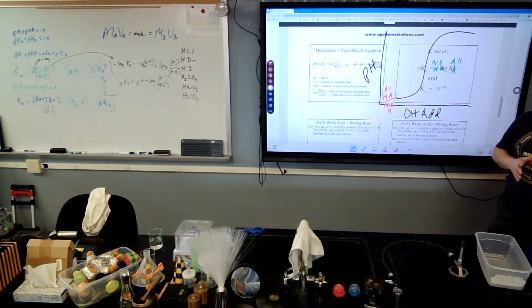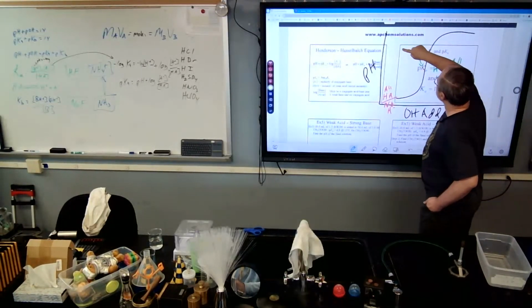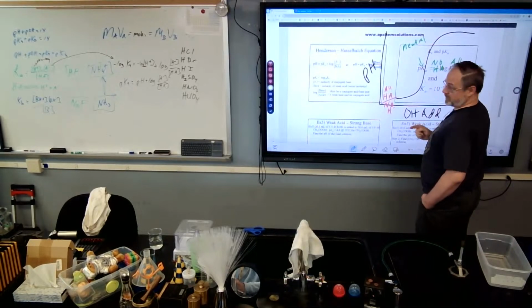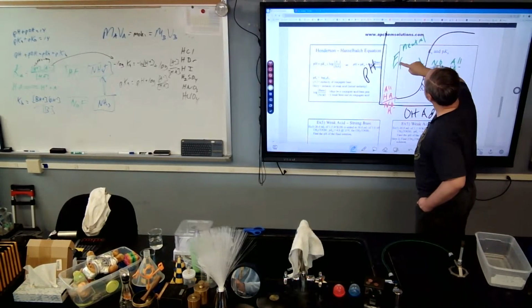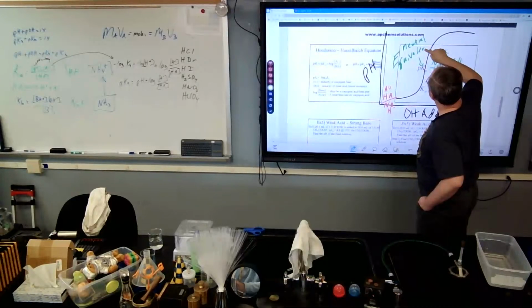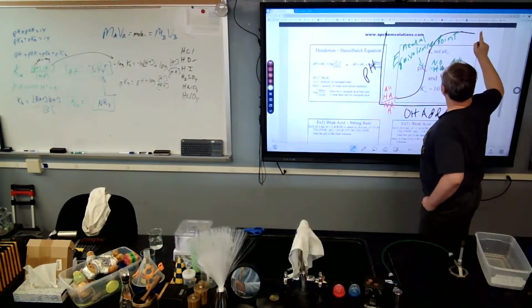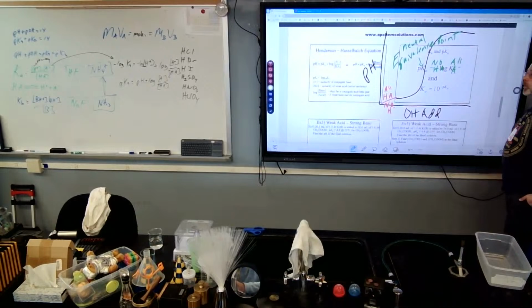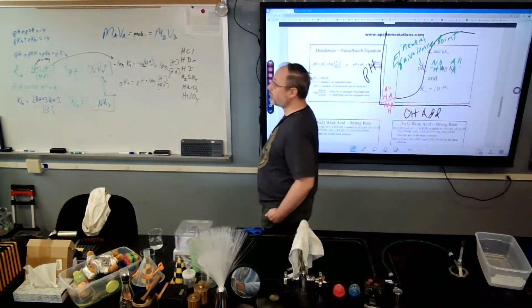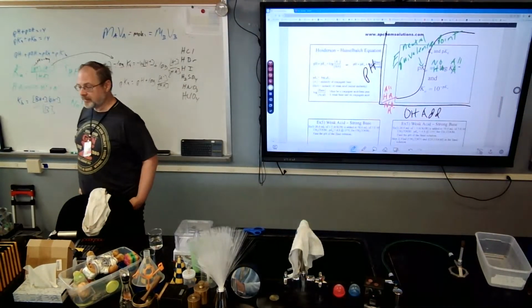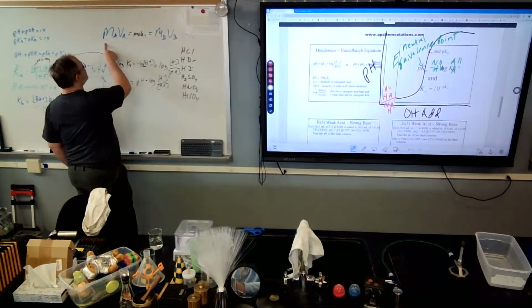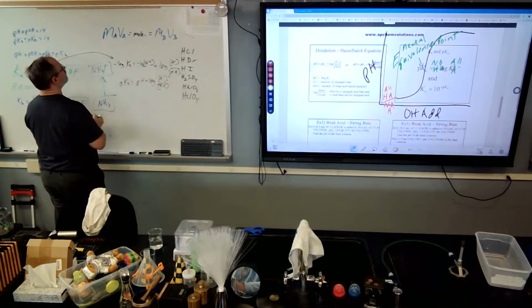Good so far? If there's no HA left, it's all A minus. Are there any protons left? Exactly, there are none. So this is a neutral point, and it has a name. It's called the equivalence point. The point at which you have consumed all of your protons by adding hydroxide is called the equivalence point, because that's the point where this happens.